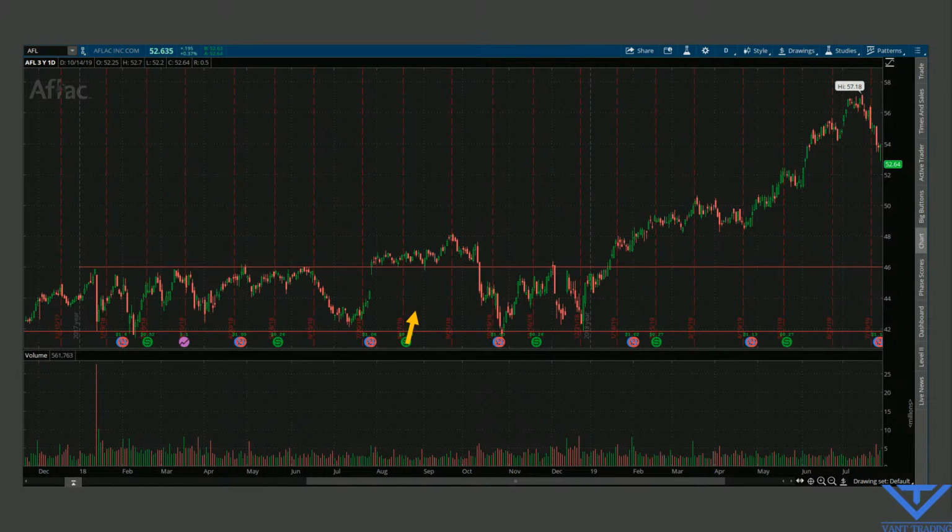Clear resistance on the daily there. Obviously, from January of 2018 until August of 2018, it tested that level, I don't even know, like 6 times, technically almost more. Couldn't get above. Suddenly, it gets above on a news catalyst, which was earnings. And now suddenly, lo and behold, $46 became support. It's magical.